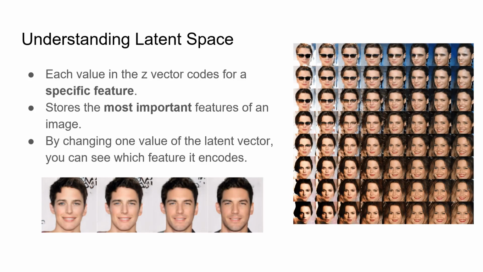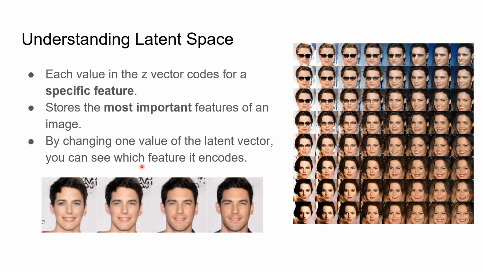Probably one of the most important aspects of a variational autoencoder is the latent space. So it's important to have a good understanding of what exactly is the purpose of the latent space and what you can see from that latent space distribution. As I've mentioned earlier, in the latent space z vector, each item in that vector is coding for a specific feature. And because that's a compressed version of the original image, it only stores the most important features of whatever that input image was. What's interesting is that by changing one value of this latent space z vector, you can see what type of feature it's actually encoding.